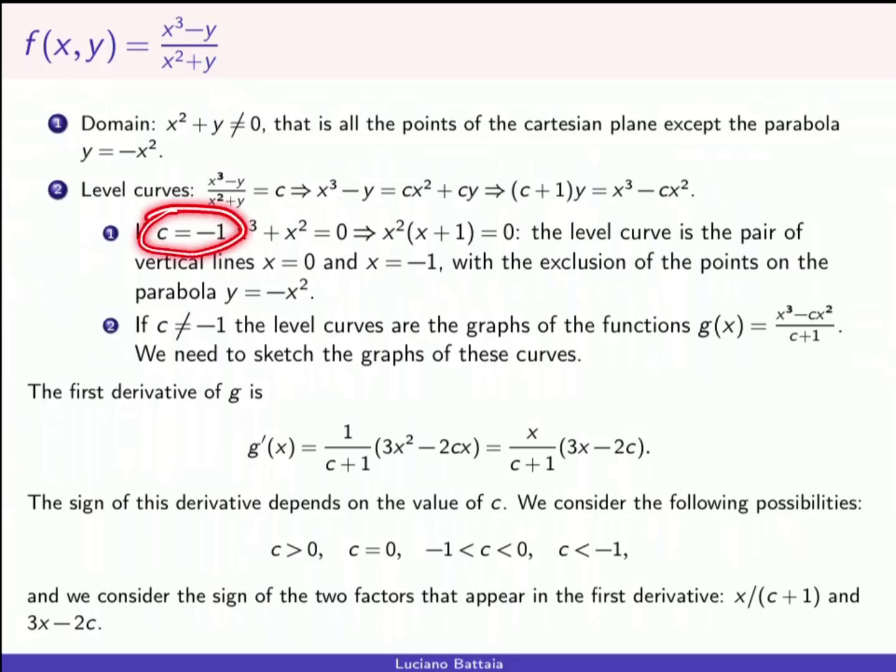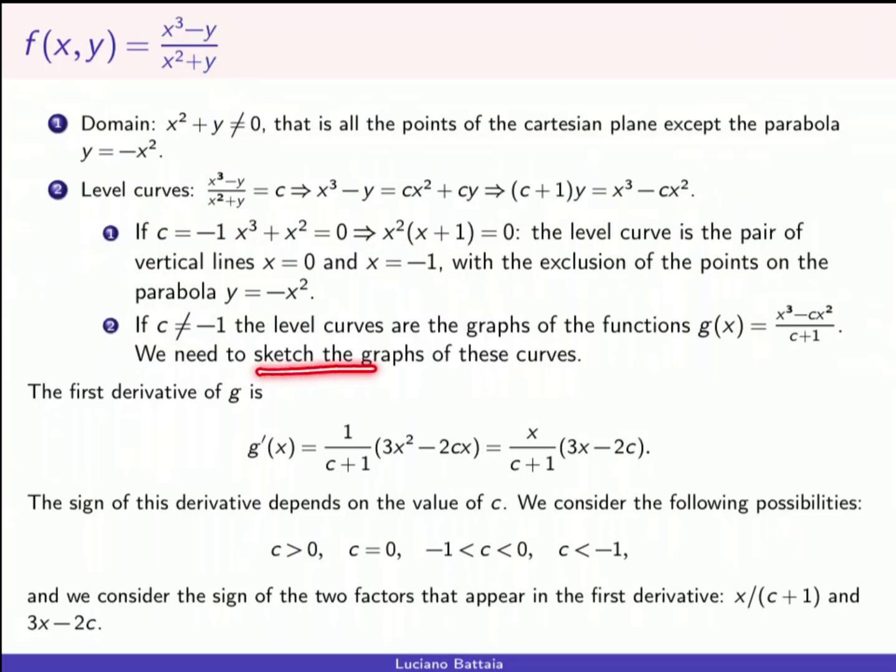If c is minus 1, we obtain 0 equals x cubed plus x squared, that is x squared times (x plus 1) equals 0. So the level curve is the pair of vertical lines x equals 0 and x equals minus 1, obviously with the exclusion of the points belonging to this parabola, that is the points where the denominator is 0. If c is different from minus 1, we can rewrite this equation in this way, y equals (x cubed minus c x squared) over (c plus 1).